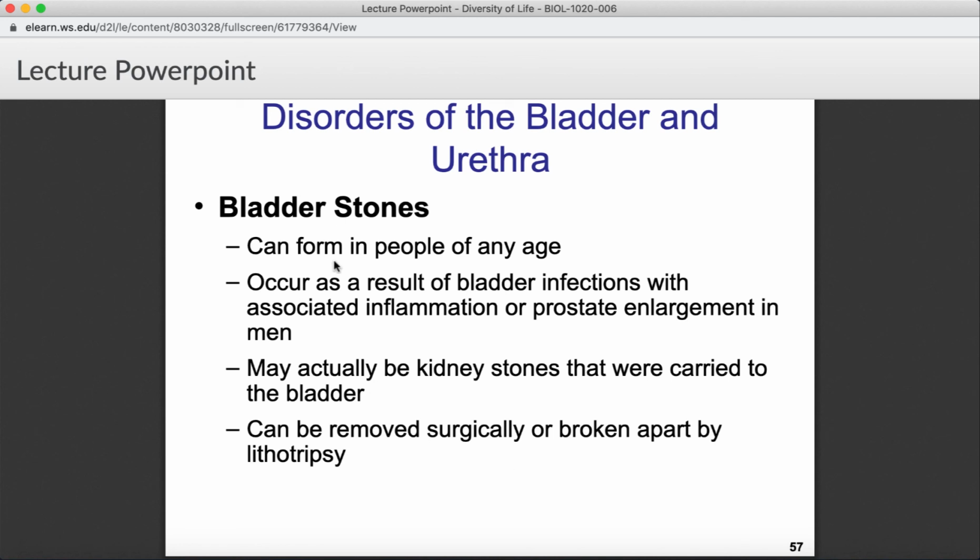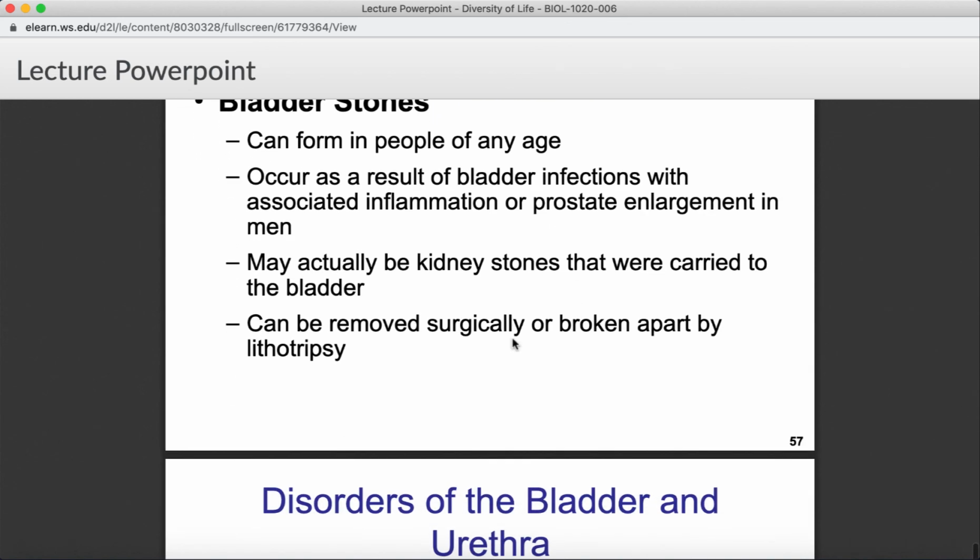Bladder stones can form at any age, usually as the result of bladder infections or some form of inflammatory process. Sometimes prostate enlargement in men, because you can't fully empty your bladder every time, and the urea and whatnot in the bladder can crystallize. Desert creatures like kangaroo rats, for instance, when they urinate, their urine is so highly concentrated that the moment it hits the ground, it crystallizes, which is kind of cool. You can either remove stones surgically or break them apart with lithotripsy, which is basically like an ultrasound tuned to the right frequency to make them shatter, and then you just pass them.